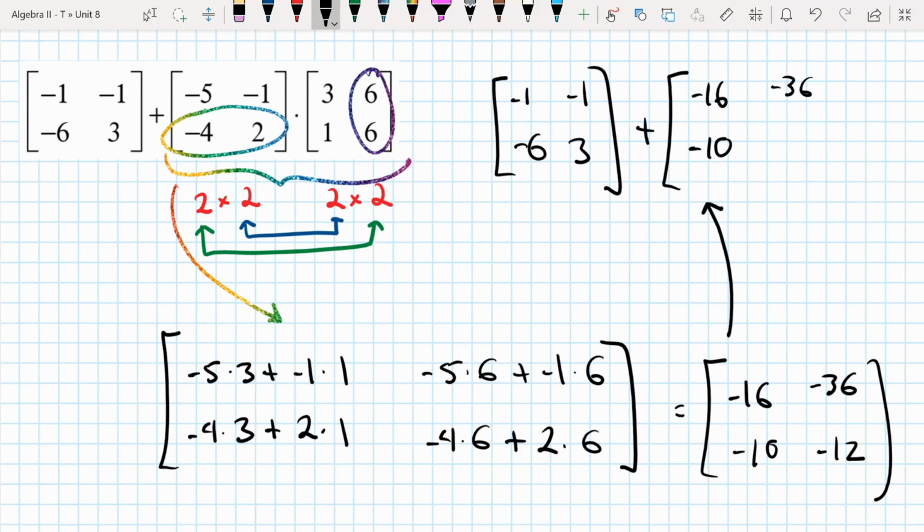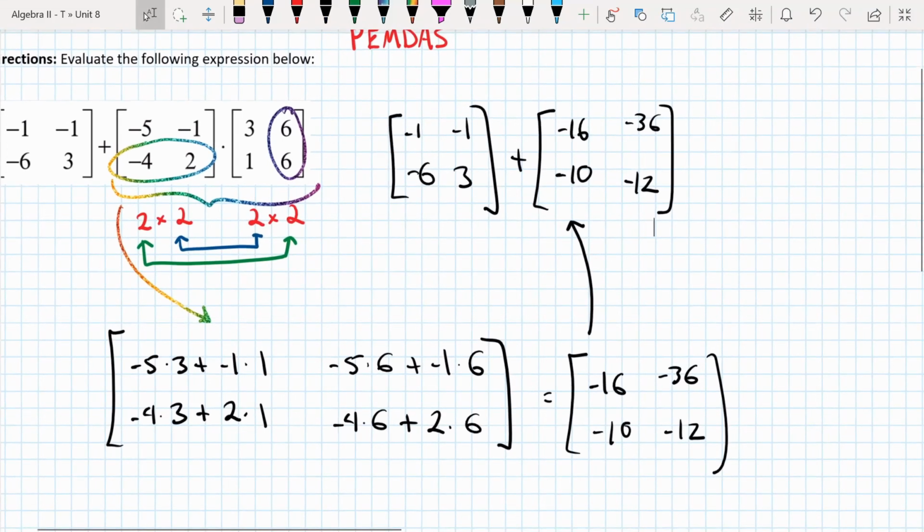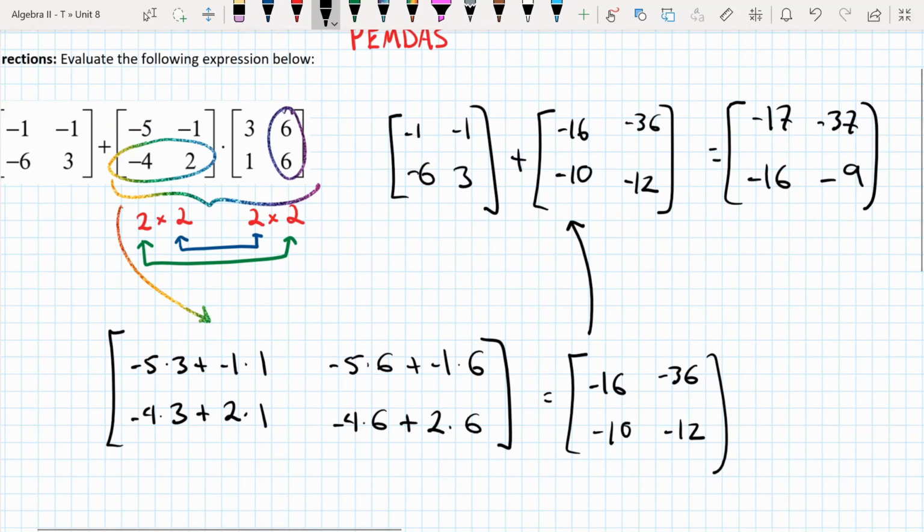Okay, and this is the easy part. Multiplication is the hard part. So now we're just going to add each number in each respective element. So negative 1 plus negative 16, well, that's negative 17. Negative 1 minus 36, that's negative 37. Negative 6 minus 10, that's negative 16. And then lastly, 3 minus 12, that's going to be negative 9. Okay, and that's going to be the answer. This is the answer right here.